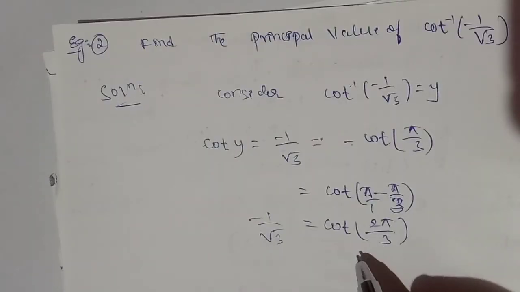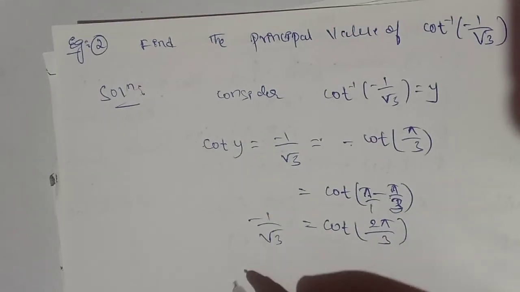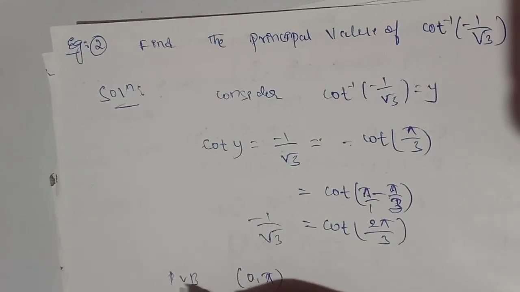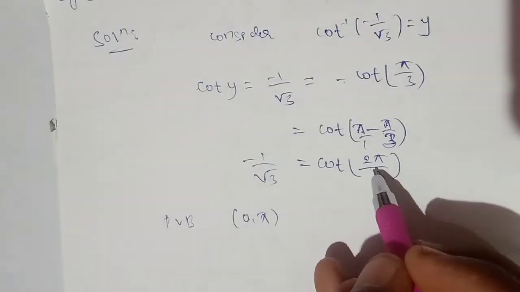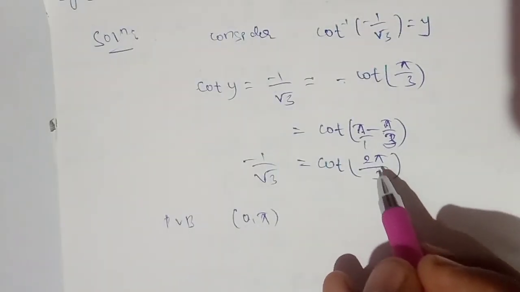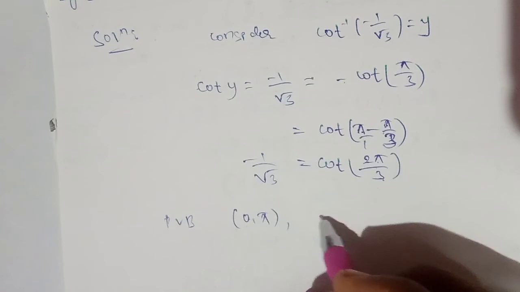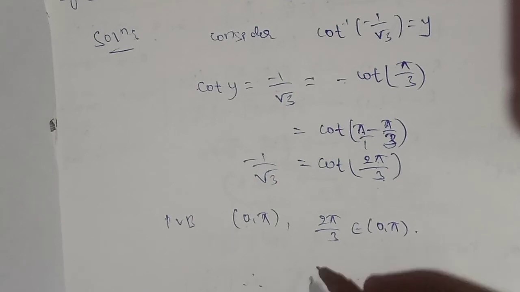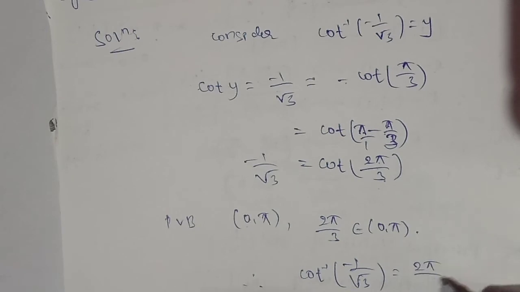And one more thing we have to know: the principal value branch of cot inverse is the open interval 0 comma pi, that is, the open interval 0 comma 180, which I call the PVB. 2 pi by 3 means 180 by 3 is 60, and 60 into 2 is 120. Clearly 2 pi by 3 belongs to the open interval 0 comma pi. Therefore cot inverse of minus 1 by root 3 is equal to 2 pi by 3.